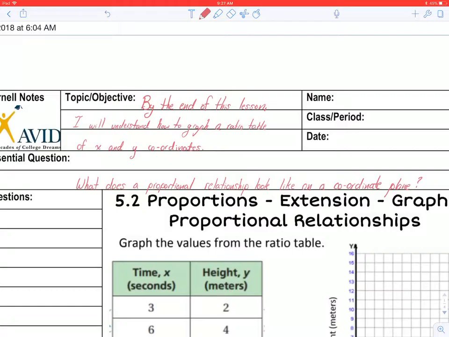The objective for this lesson is that by the end of this lesson, you will be able to graph a ratio table of x and y coordinates. And then the essential question: what does a proportional relationship look like on a coordinate plane? This does tie into what we're working on now. We're working with proportional relationships, so that's one ratio that's equal to another ratio. And we're going to see what that actually looks like on an XY graph.